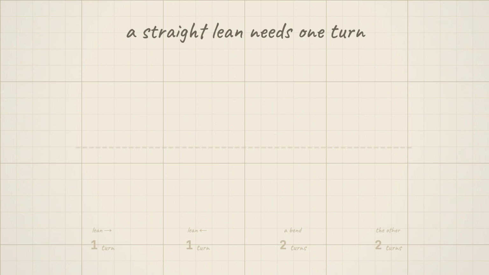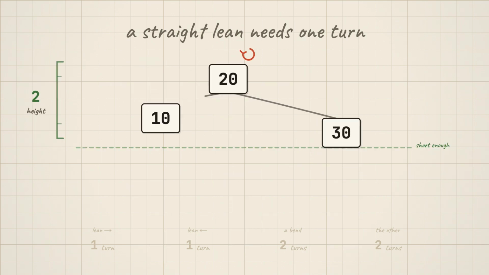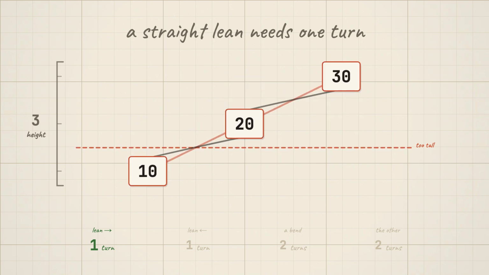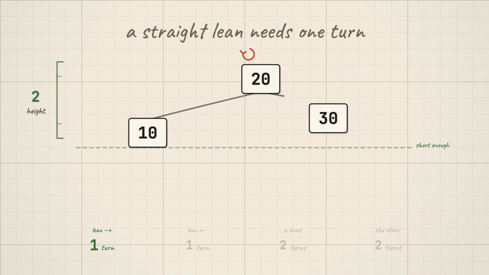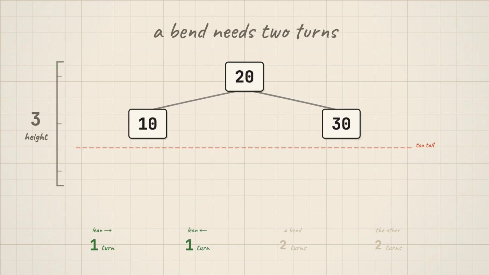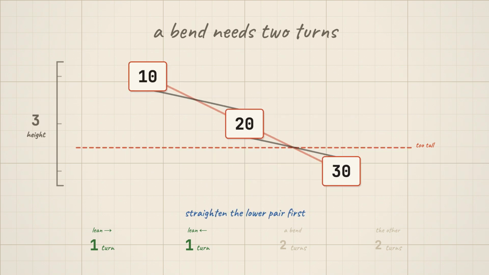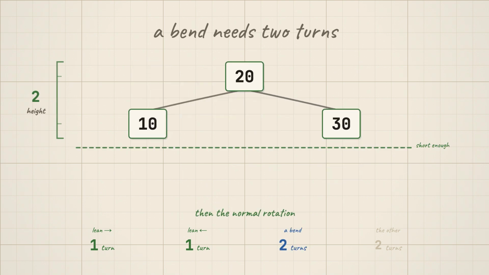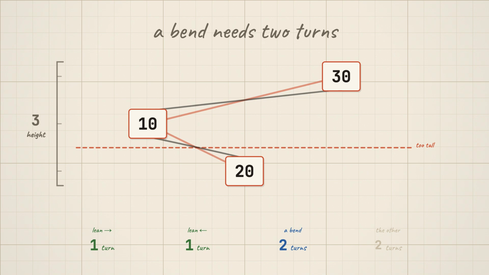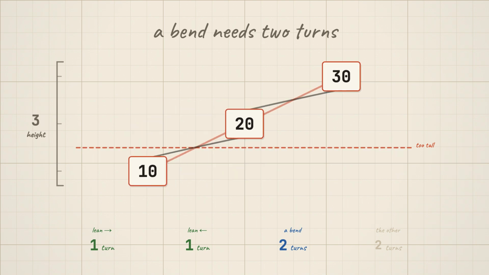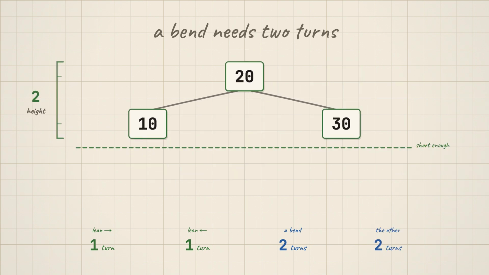A straight lean to the right needs 1 left rotation. A straight lean to the left needs the mirrored move, 1 right rotation. But the keys may form a bend. 1 rotation cannot immediately place the middle key at the top. First, rotate the lower pair to straighten the bend, then perform the normal rotation. The other zigzag is the same idea in the opposite direction. So every broken 3-node shape needs either 1 rotation or 2.